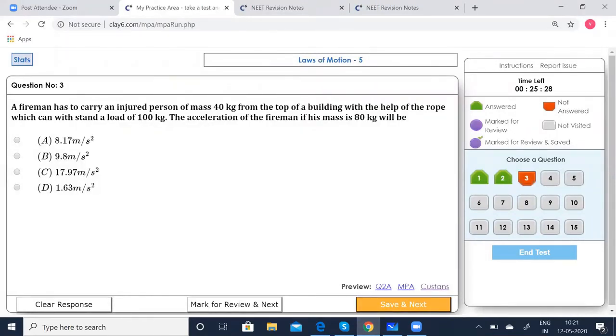A fireman has to carry an injured person of mass 40 kg from the top of a building with the help of a rope which can withstand a load of 100 kg. The acceleration of the fireman, if his mass is 80 kg, will be what? Let's quickly solve that.